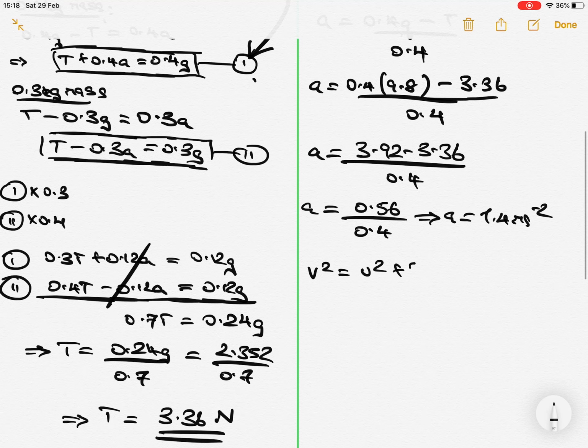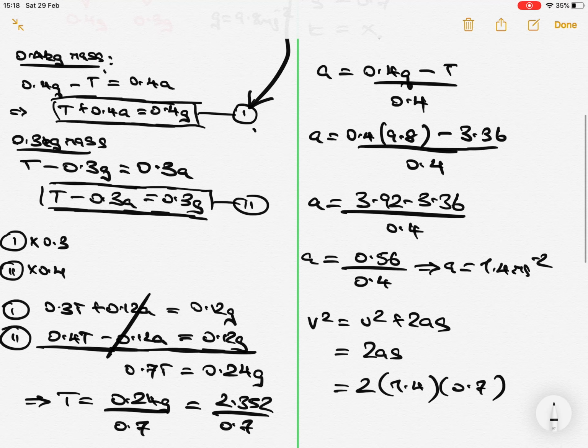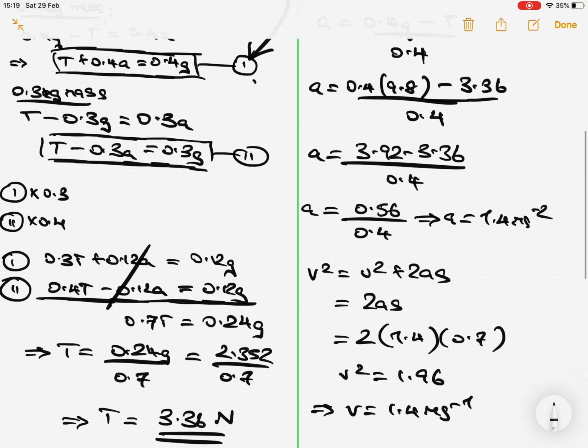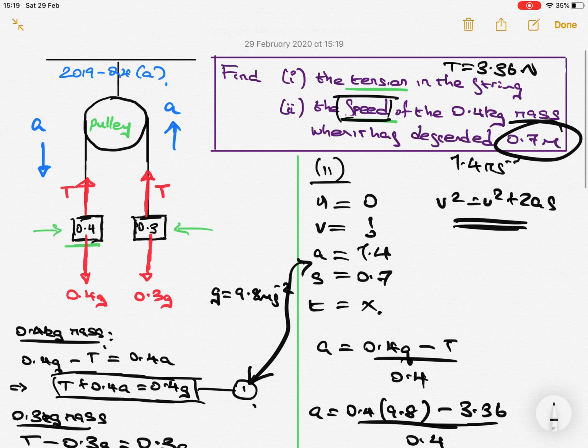V squared is equal to u squared plus 2as. Well, that's going to be just equal to 2as because u is 0 and the starting speed is 0. So it's going to be equal to 2 times a, which is 1.4, by s. Well, what was the s value? 0.7. So when we work that out, v squared will be equal to 1.96. Taking the square root, we get v is equal to 1.4 meters per second, and that's my answer to part 2. And that concludes a pretty straightforward A part in 2019.